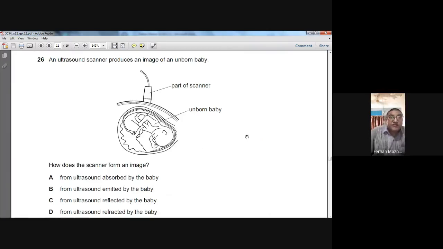An ultrasound scanner produces an image of an unborn baby. Here you can see the part of the scanner. And how does the scanner form an image? This part of the scanner emits the ultrasound, the ultrasounds are reflected from the fetus, and those reflected ultrasounds are detected by the scanner, and by that it makes the image of the baby. So from the ultrasound reflected by the baby, C is the option. Question number 26, C is the option.